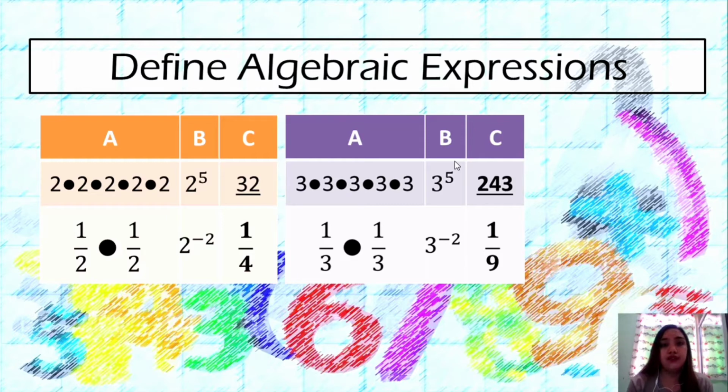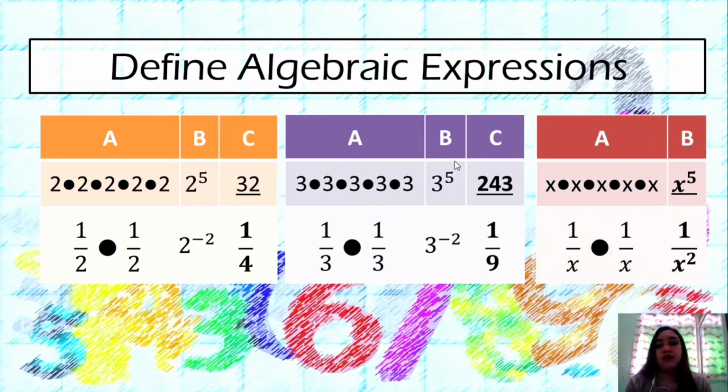Paano nakuha ang 243? Multiply simultaneously. 3 times 3, 9. Times 3, 27. 27 times 3 is 81. And 81 times 3 is 243. How about the next one? You will be given 1/3 multiplied by 1/3. So, of course, dalawang beses na minultiply pero fraction siya. Kaya po, -2 ang exponent niya. So, the answer is 1/9.